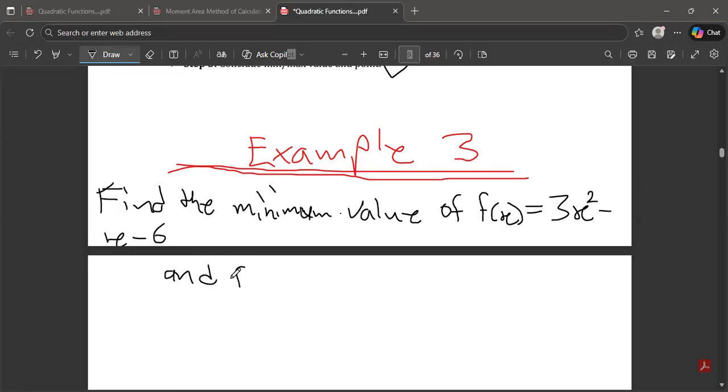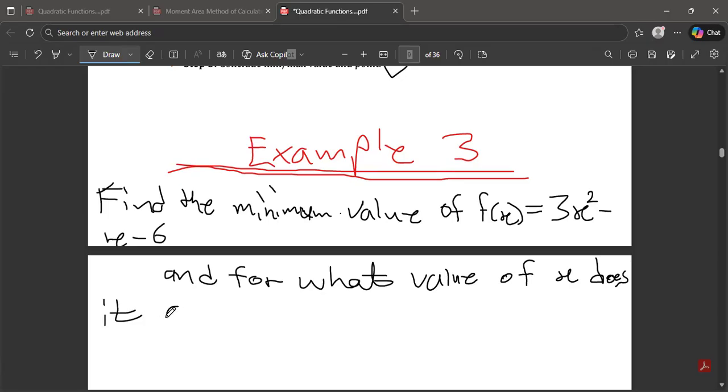And for what value of x does it occur? Okay, please, are you listening to me? Are you following? Yes, please. And for what value of x does it occur?